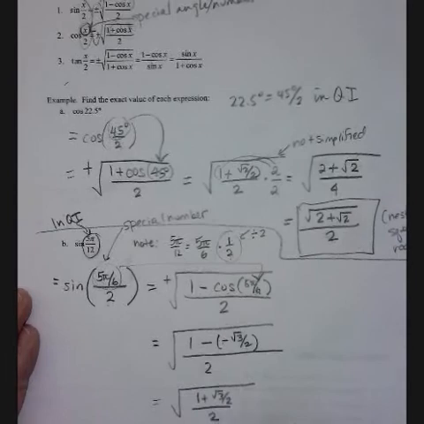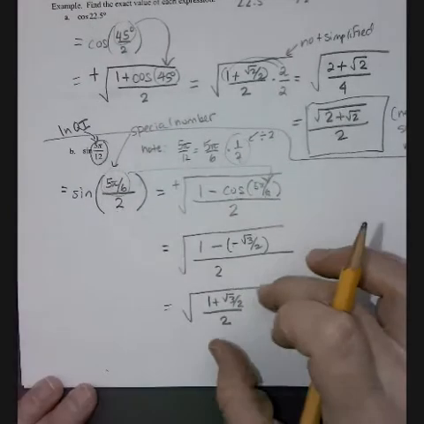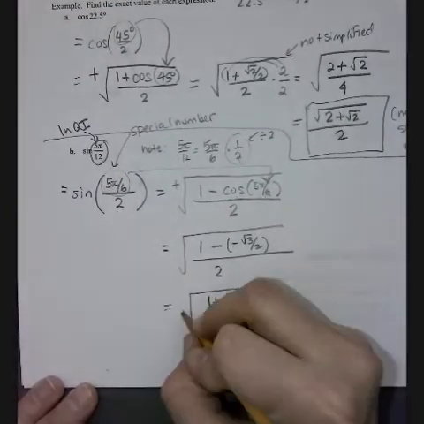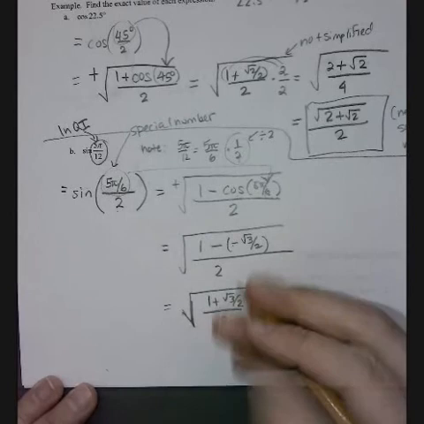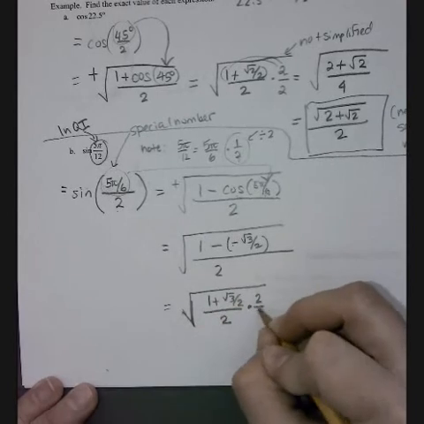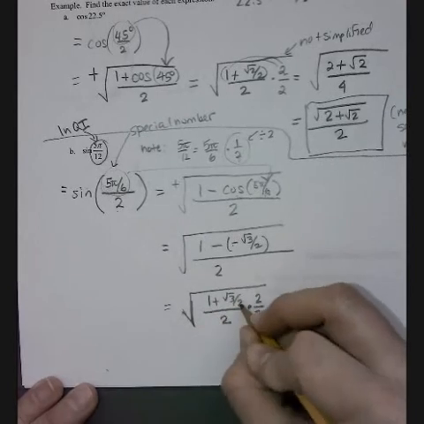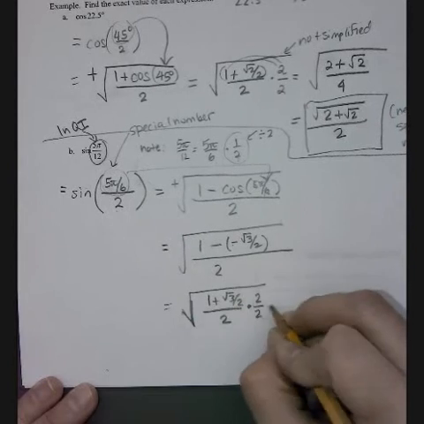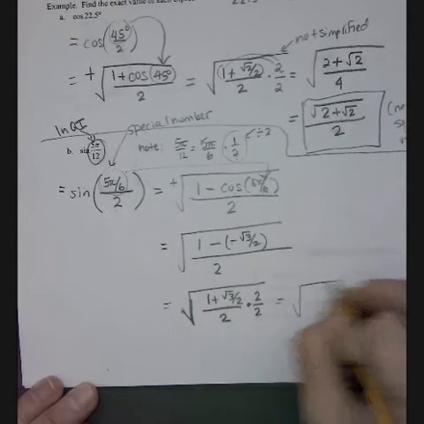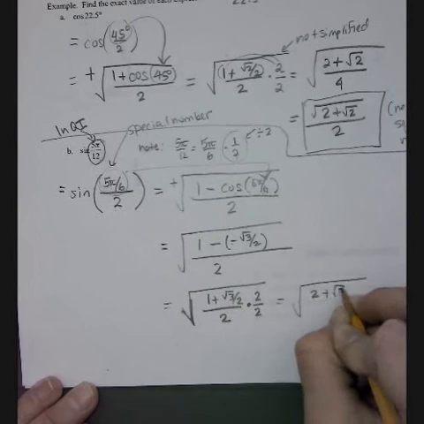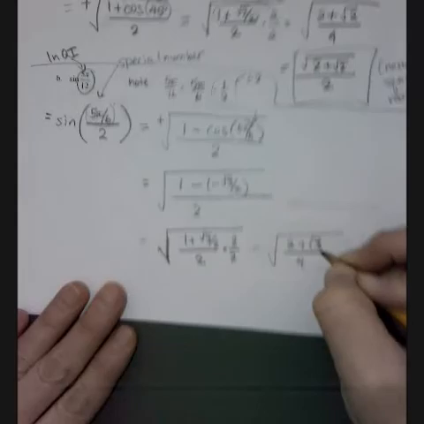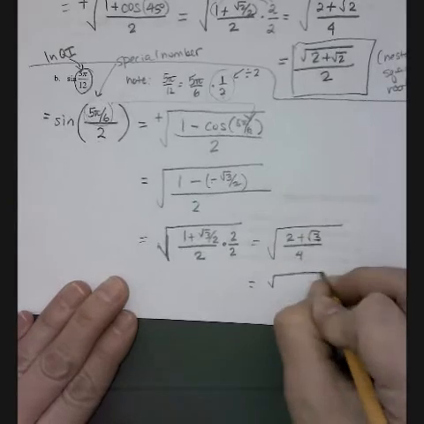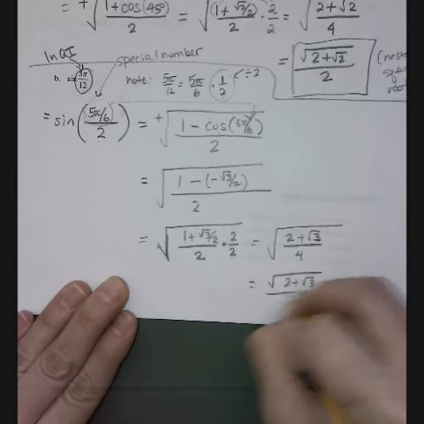And then again, this is not considered simplified. This is all under the radical, so just under the radical multiply by 2 over 2 to get rid of this half in the numerator. So now we've got the square root of 2 plus the square root of 3 over 4. And so that's the square root of 2 plus the square root of 3, all over 2.